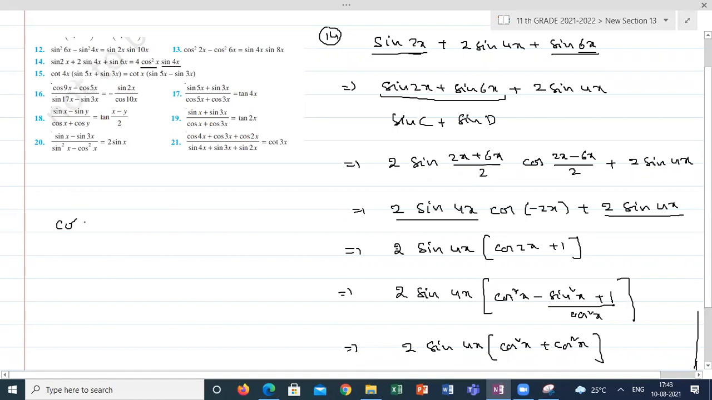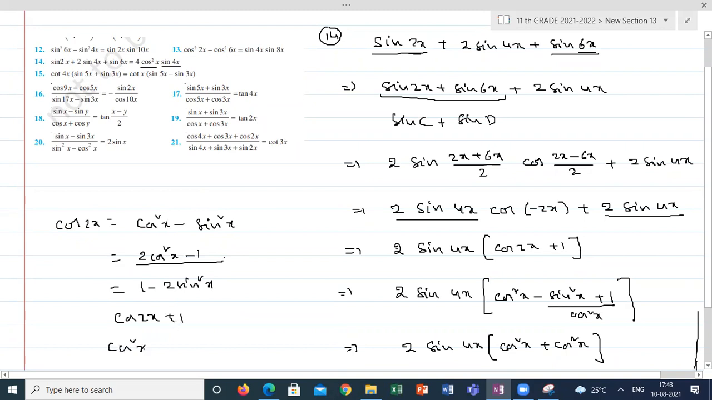Cos 2x can be written as cos square x minus sine square x, or 2 cos square x minus 1, or 1 minus 2 sine square x. If I am using this expression here, what will I get? Cos 2x plus 1 is equal to 2 cos square x minus 1 plus 1. So the 1s cancel. Finally, I am getting 2 cos square x.